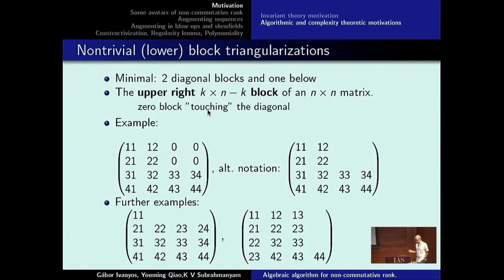The other motivation is fairly algorithmic. Suppose you are given a matrix presented by, say, a single generator, and you would like to know if you can block triangularize the matrix. Is there a block of zeros that I can obtain by a change of basis? These are examples of matrices which have such block triangularizations. And why would one be interested in this?